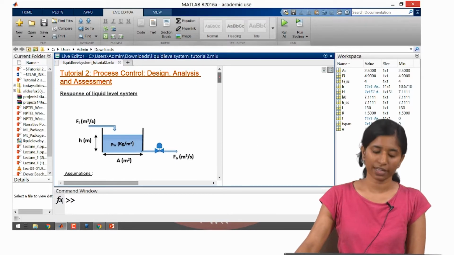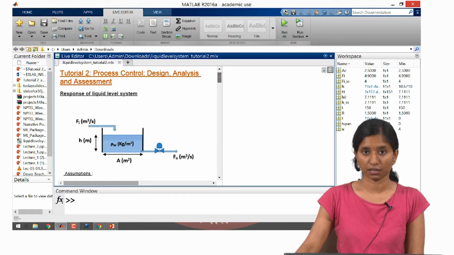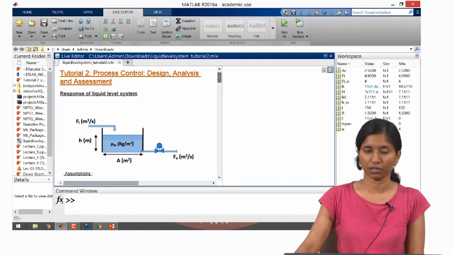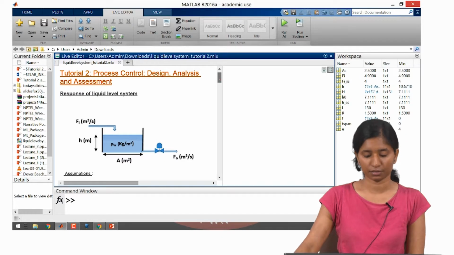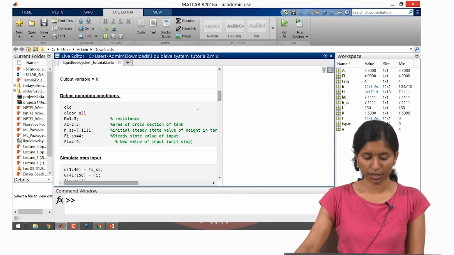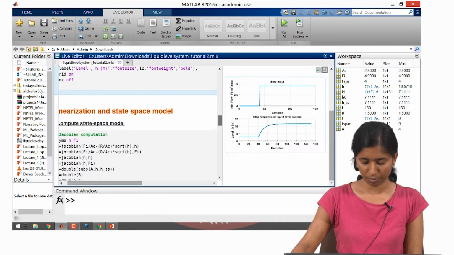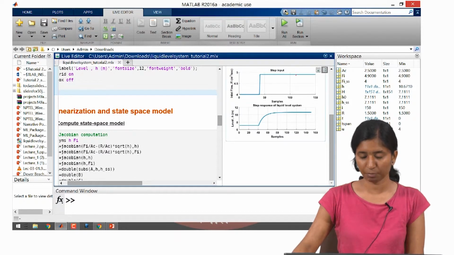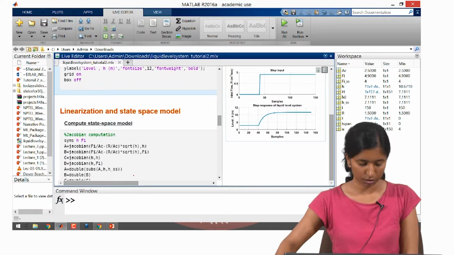We had covered the modeling aspects of this liquid level system in the previous tutorial. So, I will quickly run through this code and simulate the step response when a unit step was given. You can do the simulation on your own and verify the result. I will not delve deeply into the modeling aspects. So, this was the step input given, this was the step response, that was my nonlinear model.